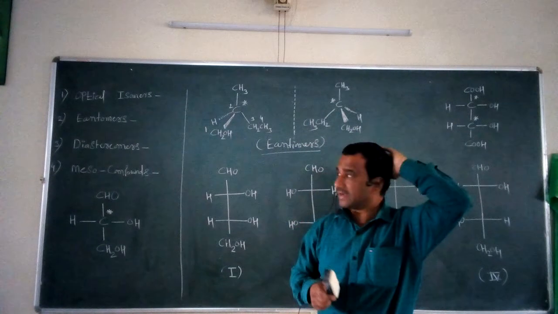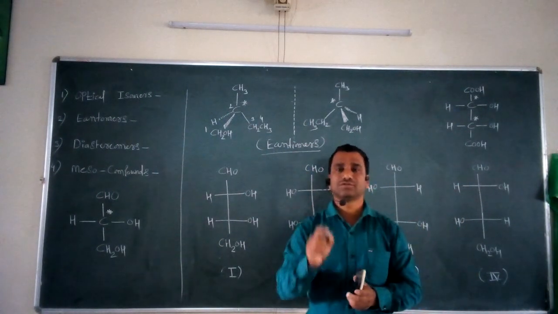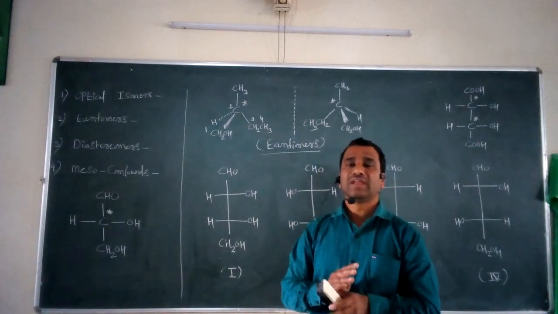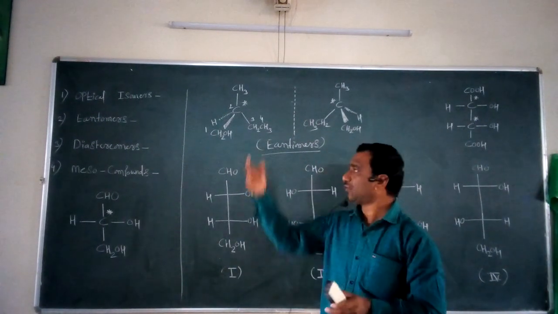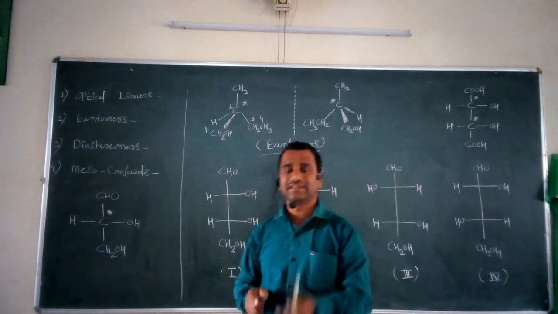So as far as this second concept, enantiomer, is concerned, it applies to those stereoisomers which have a non-superimposable relationship between the object and the mirror image. So this is the first important concept, enantiomers.